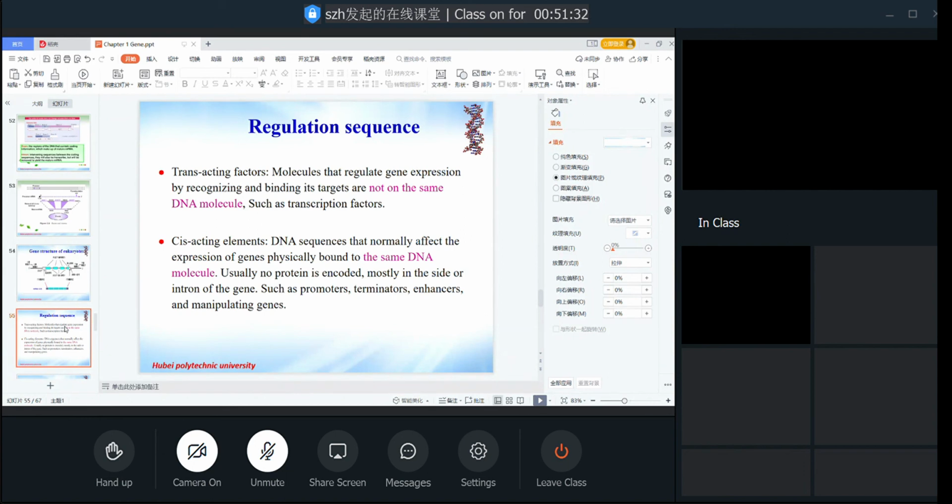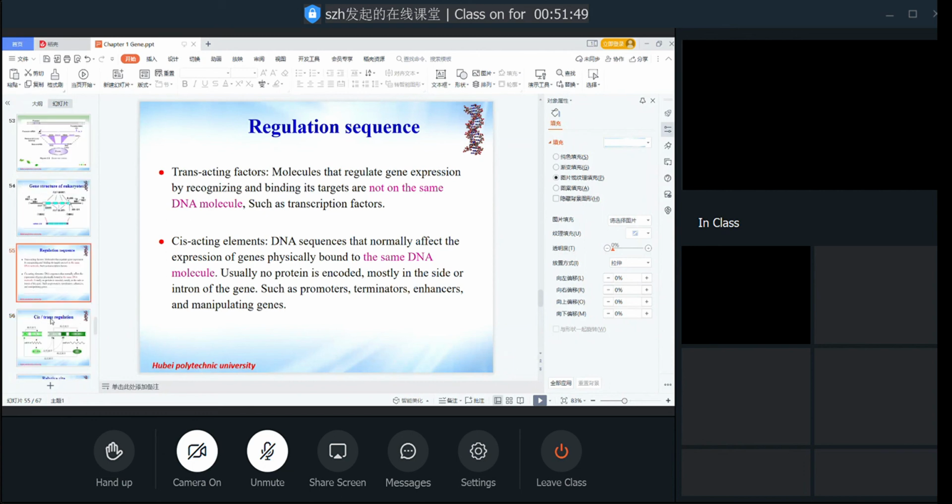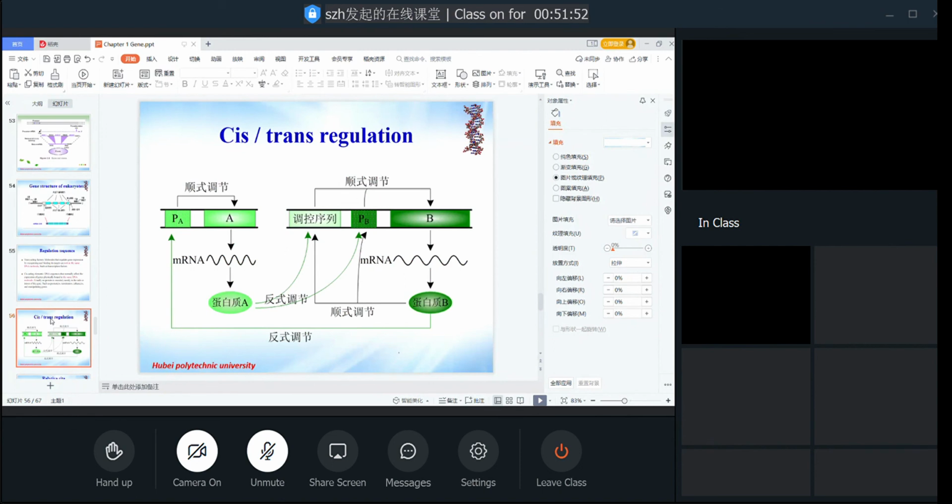This way, in the future, we studied the transcription. You see, all kinds of transcription factors affect the transcription. You can see here the regulatory sequence.